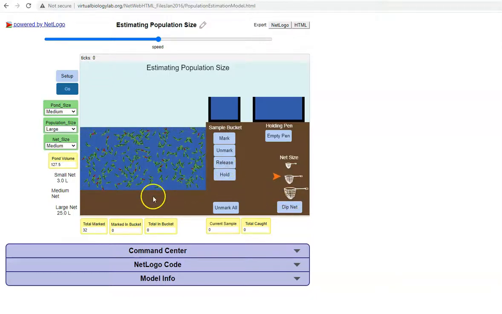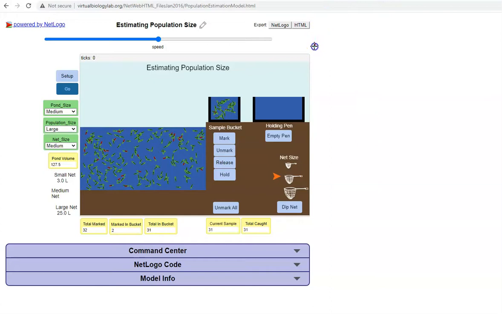And so what you want to think about is that if you were actually a ranger doing this, you might wait a year and then go back and do this again. So now these fish have had a chance to mingle with all the other fish, so we're going to dip our net, and now you can see that we have 31 in the bucket and 2 of them are marked. So how do we write that?